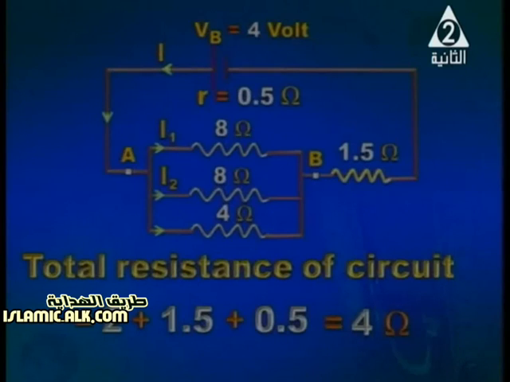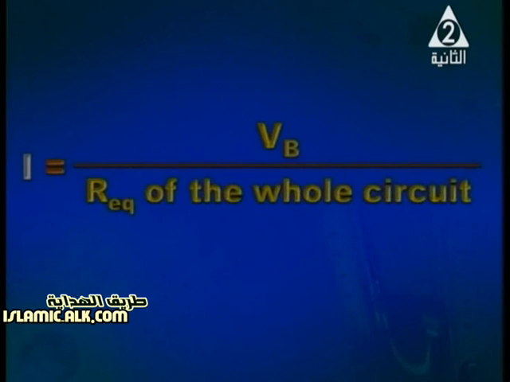Current through the battery, we call it the total current. So total current equals V battery over R equivalent or R total of the circuit. It is equal to 4 over 4. Total current equals 1 ampere. Current through the battery equals 1 ampere.